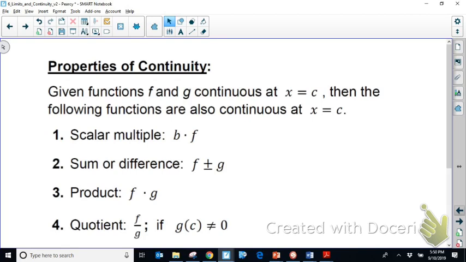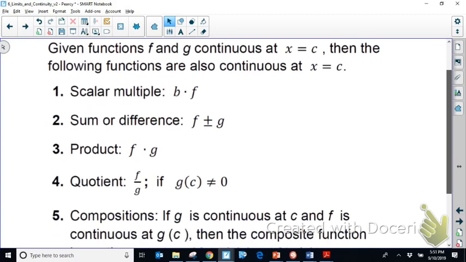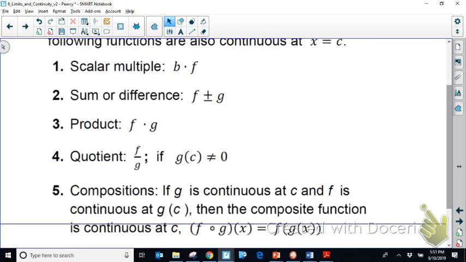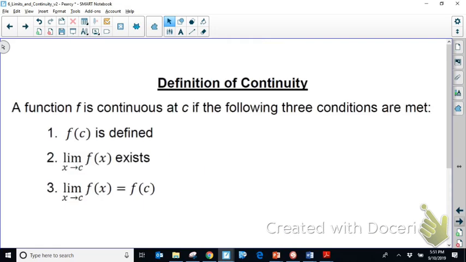So here, what you're seeing on this page are very similar to properties of limits that you've seen. The scalar multiplication, the sum or difference, the product, quotient, and the composition rules that we see for continuity are really the same thing that you've seen for limits. So there's really nothing new to talk about here.